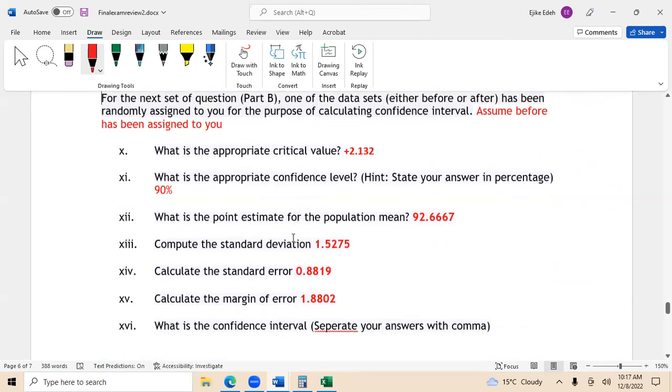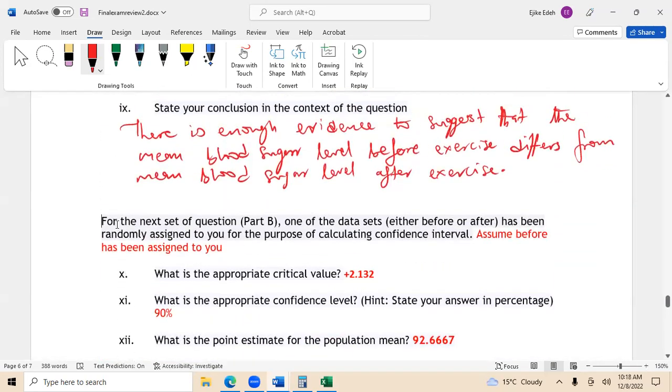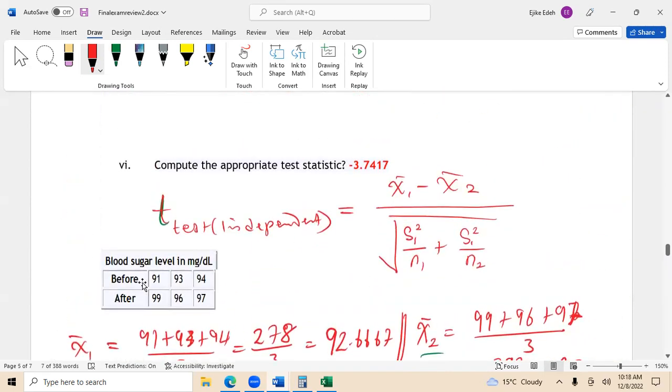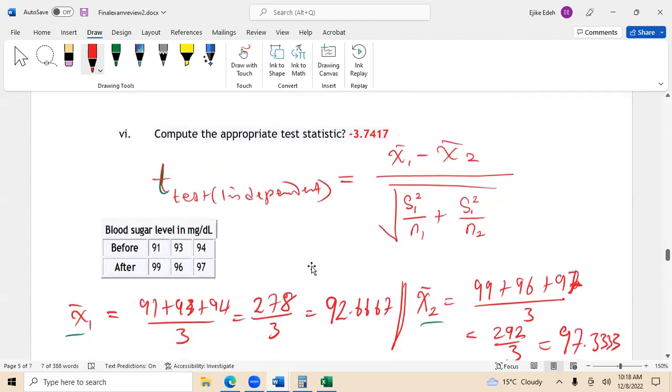Okay, so this part says, assume for the next section, right? One of the data sets is assigned to you. But we're just saying for this class, assume that the one that was assigned to you was before, right? So you just look at the values for before, you're using that to answer the subsequent question.